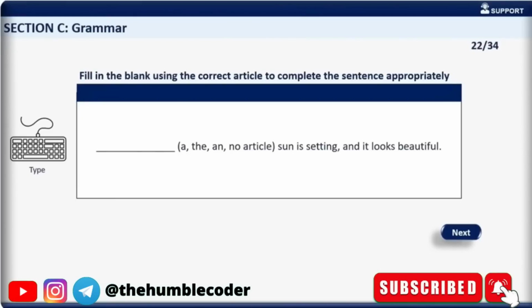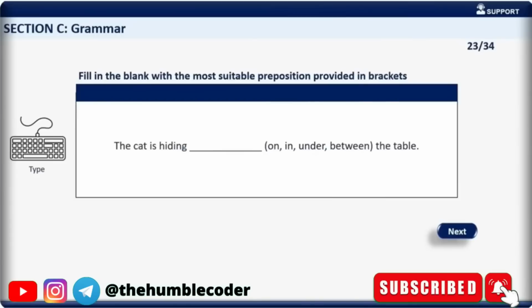Moving on to the next question now. Dash the sun is setting and it looks beautiful. The correct answer is: the sun is setting and it looks beautiful. Let's move on to the next question now. And now the pattern of the questions is going to change a little bit. The pattern is fill in the blanks with the more suitable preposition provided in the brackets. Okay, so we have some prepositions.